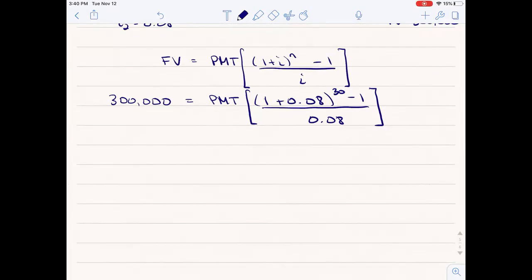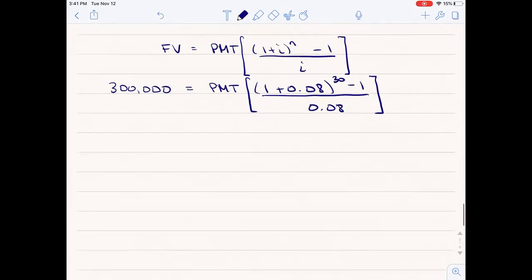I have to start inside the little brackets and then bloom my way out. So 1.08 to the power of 30, then minus 1, divided by 0.08. So I have 300,000 is the PMT times 113.2832111. Make sure you don't round anything. We are dealing with money, so it's kind of important.